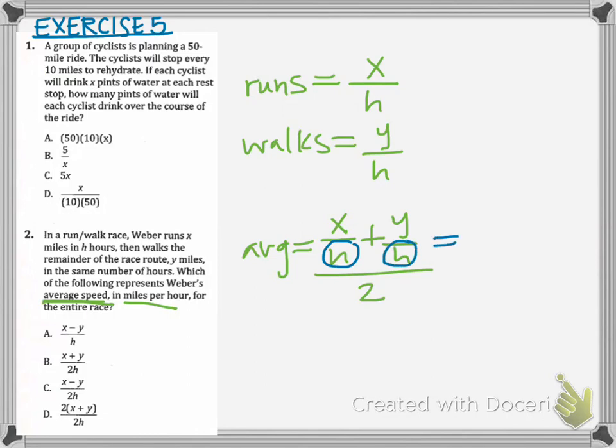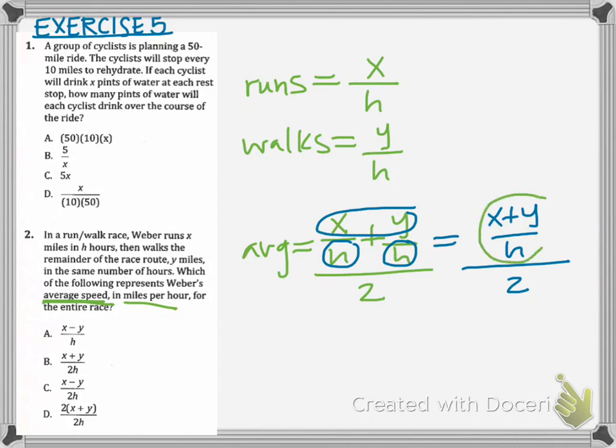So in our numerator, x over h plus y over h is going to equal something over h, right? So all we have to do is add our numerators. In our numerator, x plus y is x plus y. Okay. Now we have this fraction divided by this number.